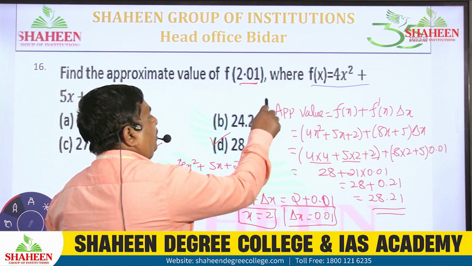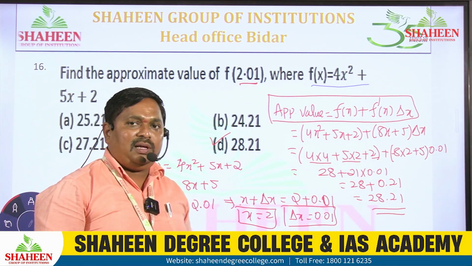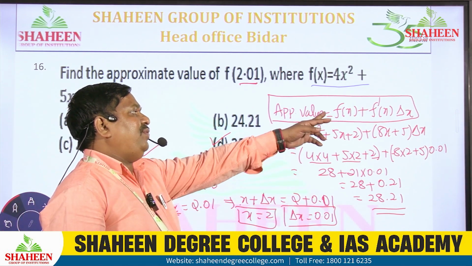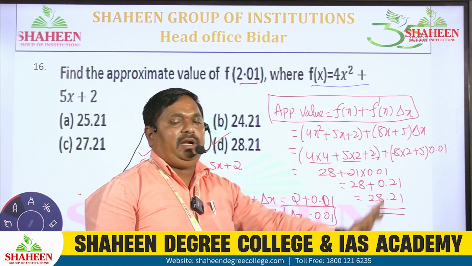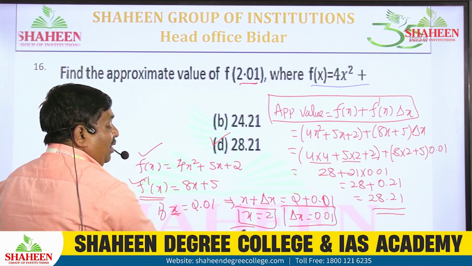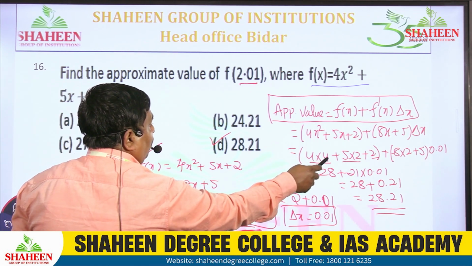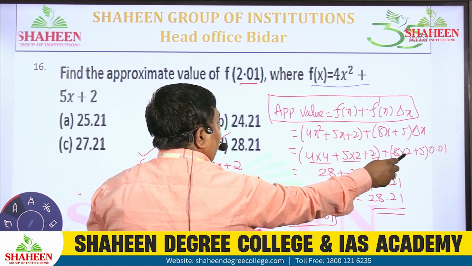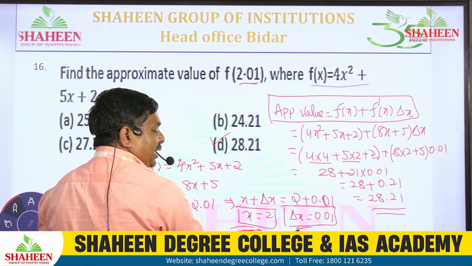Now the formula of approximate value: f of x plus f dash of x into delta x. Then what is f of x? 4x square plus 5x plus 2, plus f dash of x, 8x plus 5, into delta x. Substituting the x value: after splitting we are getting x equal to 2. So it becomes 4 into 2 square plus 5 into 2 plus 2, and 8 into 2 plus 5 into the delta x value 0.01.